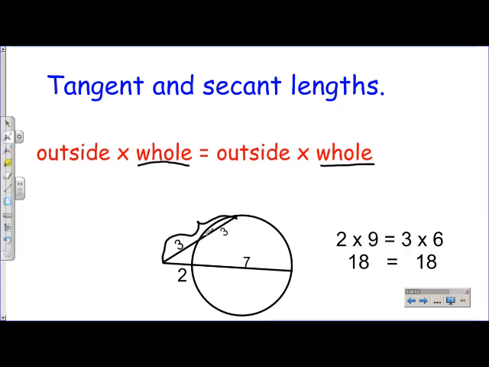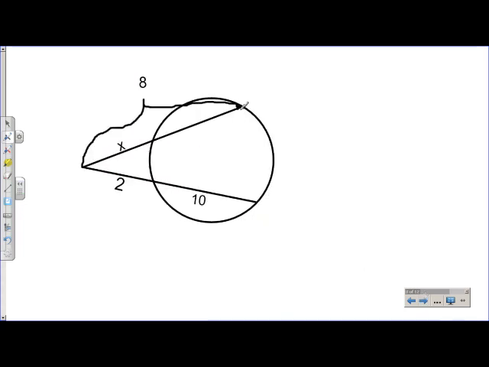So this line right here is actually 6. And see, I took the outside of this one and I combined it with all of the inside. This is 9. So when I say the outside times the whole, the outside of this line is 3, the whole line is 6. Outside of this one is 2, the whole thing is 9. So I have 18 equals 18. That's the rule. It'll work every time.